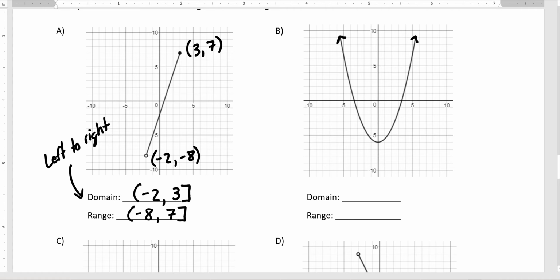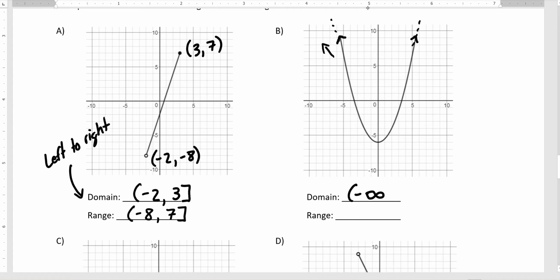Now looking at letter B here, notice it has these arrows on it. That's telling me it's going to continue upward beyond the graph, so we can assume that this goes all the way up to infinity. Let's talk about what that means for our domain. If it's going all the way up to infinity, that also means it's going all the way over to infinity. This isn't straight up, this is that over direction. As it continues going over, it'll continue going left and continue going up, which means this is going to go all the way to negative infinity.